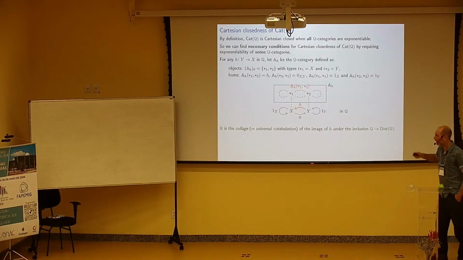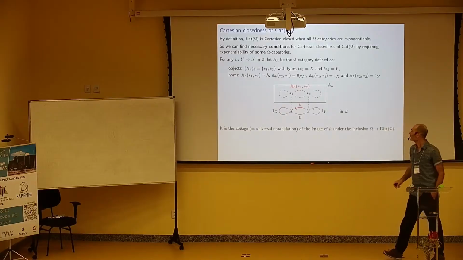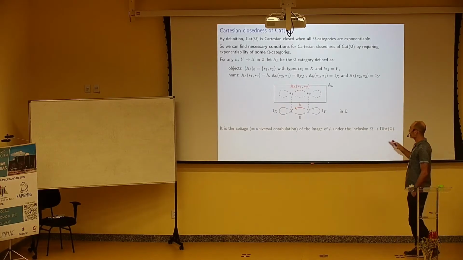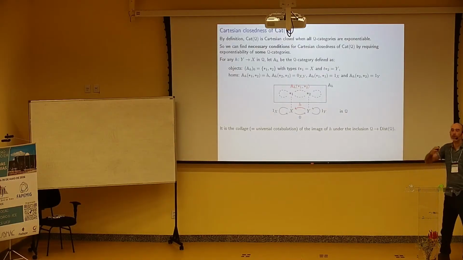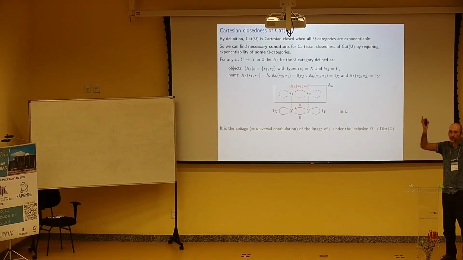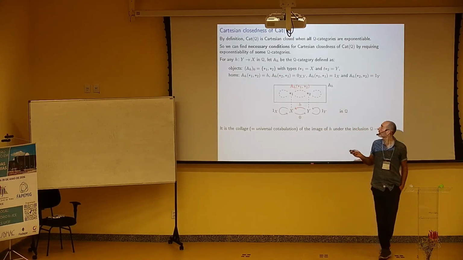So technically speaking, this is what is called a collage, or a universal tabulation of the image of the arrow under the inclusion of the quantaloid in Q-Cat. So it comes from somewhere, but basically this is what happens. You take an arrow in the quantaloid and you think of it in the simplest way possible as being carried, in some sense, by a Q category, which I denote by AH.